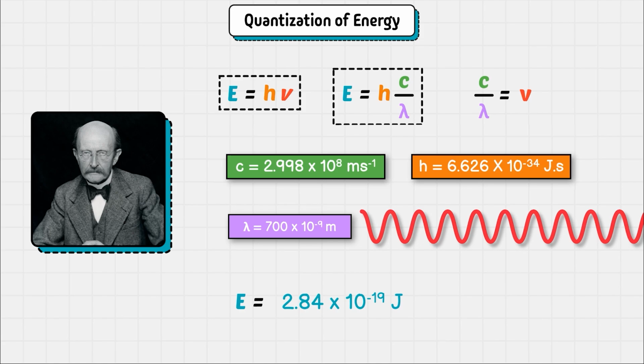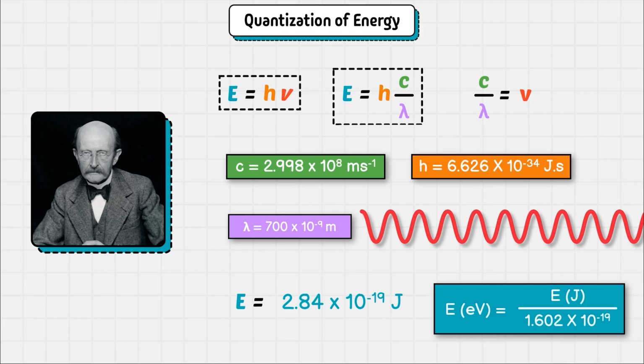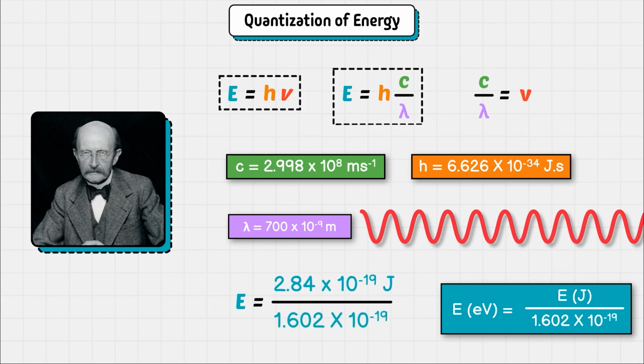Now, even though the SI unit of energy is joule, at the atomic level, we use another unit called the electron volt. This is because, as you can see, at the atomic level, we deal with much smaller quantities. So using a smaller unit like electron volt is much more convenient. To convert this energy into electron volt, we can simply use this conversion factor.